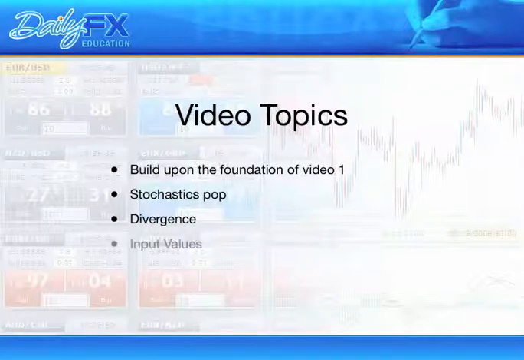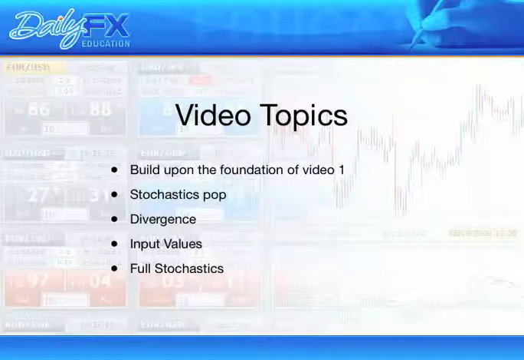The various input settings can greatly affect the stochastics reading you see, but certain input settings work best to your advantage. We'll finish with a third kind of indicator, the full stochastics. This is a less commonly used stochastic, and you'll see how its variations may provide a quicker signal to open a trade. We have a lot of ground to cover, so let's get going.